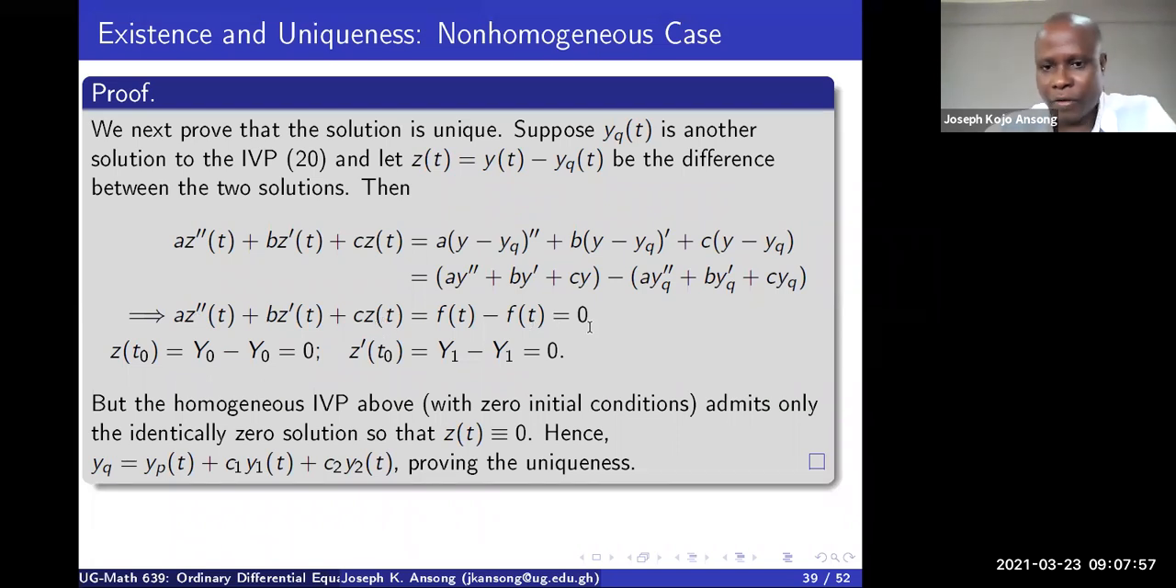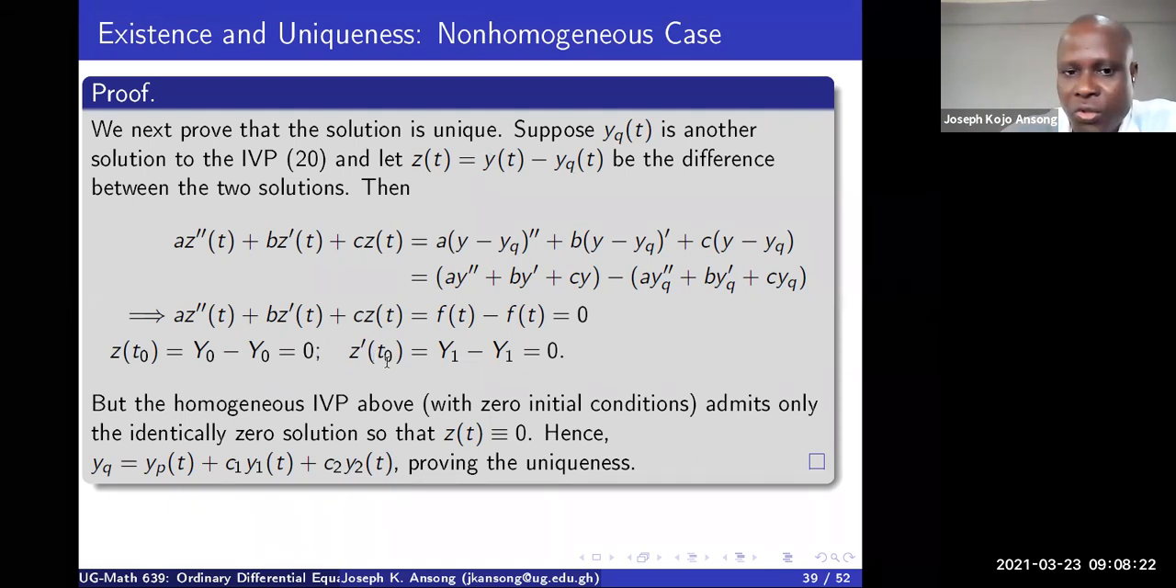Okay, so keep that in mind. Then secondly, we want to plug in the initial conditions to get initial conditions for z. So z at t naught will be y at t naught minus yq at t naught. Well, but y at t naught is y naught, because yq is also a solution, right? Yq at t naught has to be y naught as well. So z at t naught is 0.